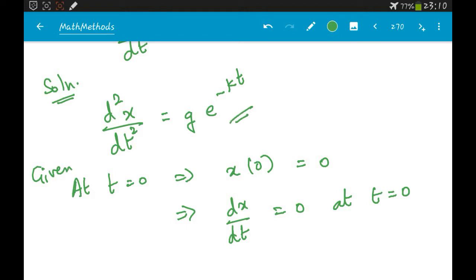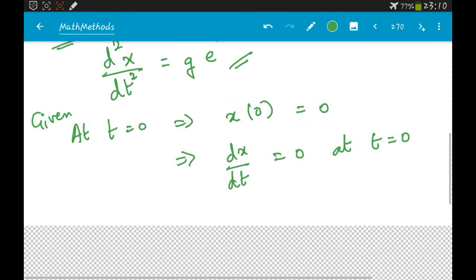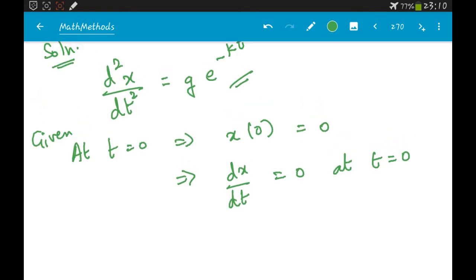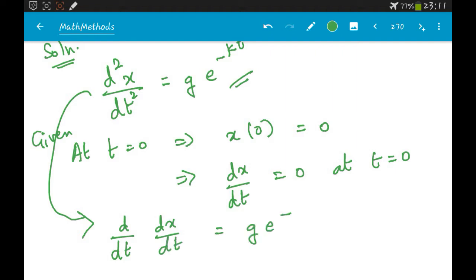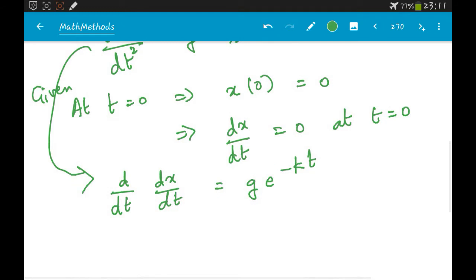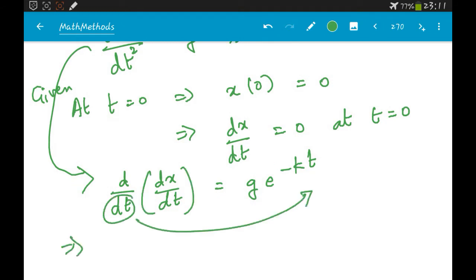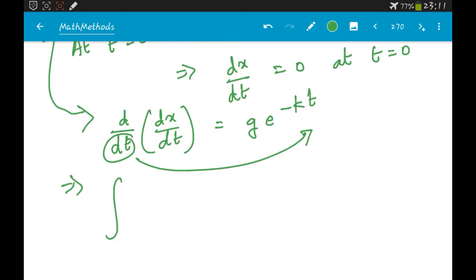So let's solve this equation. Now if you look at this equation, d2x by dt square is equal to g into e power minus kt. So what you can do is write it in this manner: d by dt of dx by dt is equal to g into e power minus kt. Okay, and now you can take this dt to the other side, right? So you are left with d into dx by dt.